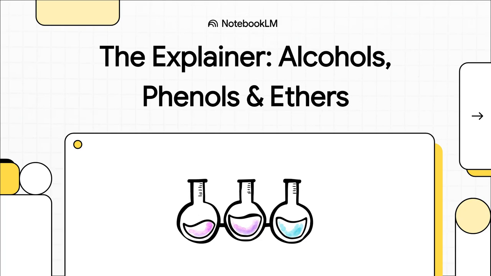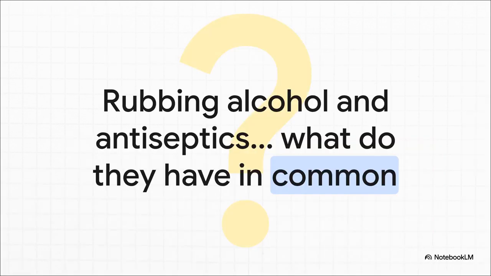Welcome to the Explainer. Today, we are diving into a really cool family of organic compounds, alcohols, phenols, and ethers. Now, these guys are everywhere, and they all share a connection to one single, incredibly important element. So, think about it for a second. You've got rubbing alcohol, you have powerful antiseptics, and even old-school anesthetics. What's the link? Well, it turns out their amazing and very different properties all come down to the presence and, crucially, the placement of a single atom, oxygen.